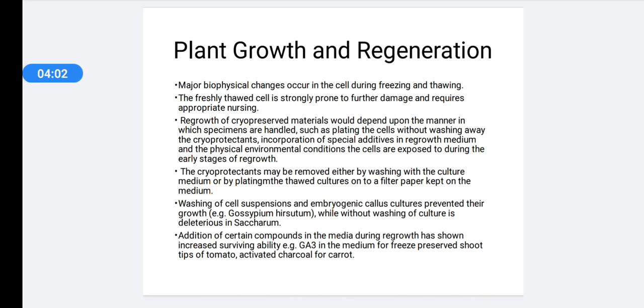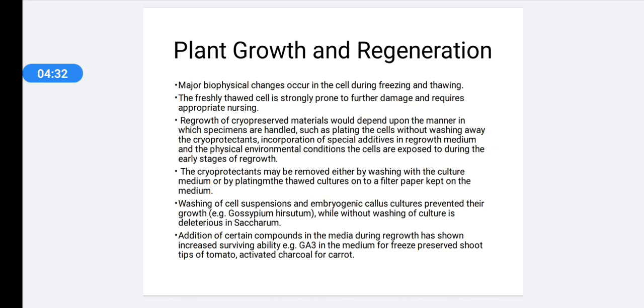The regrowth of the cryopreserved materials would depend upon the manner in which specimens are handled, such as plating the cells without washing away the cryoprotectants, incorporation of special additives in the regrowth medium, and the physical environmental conditions the cells are exposed to during the early stages of regrowth. The cryoprotectants have to be removed either by washing with the culture medium or by plating the thawed cultures on a filter paper kept on the medium.